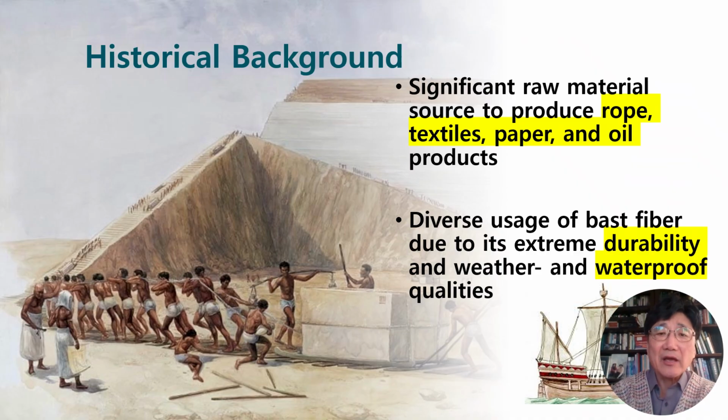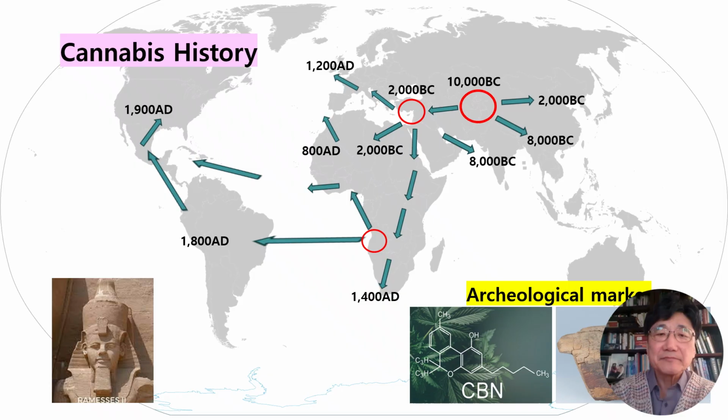If we go back in time, cannabis was one of the most important crops in 10,000 BC. We've known about the production of cannabis and the use of plants for fiber and for medicine. It was used as a significant raw material source to produce rope, textiles, nets, paper, and oil products. Cannabis cultivation began around 10,000 BC, making it one of the earliest domesticated crops.